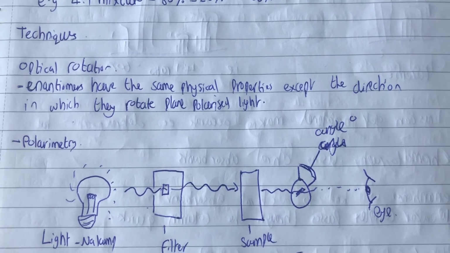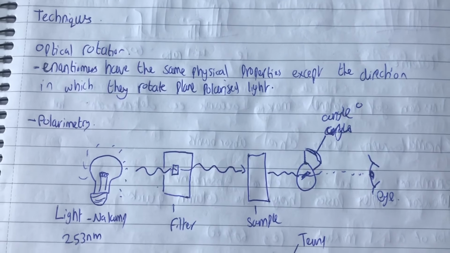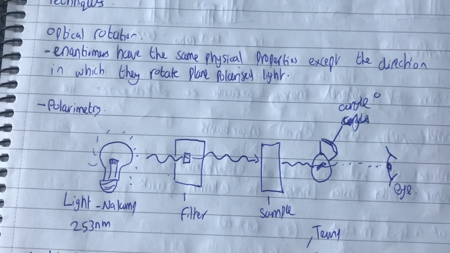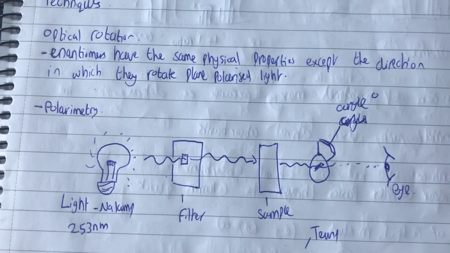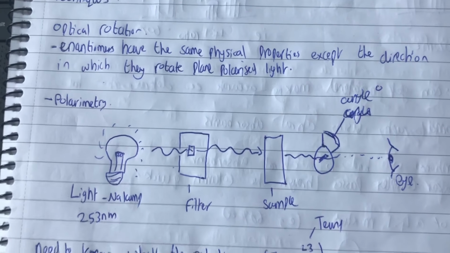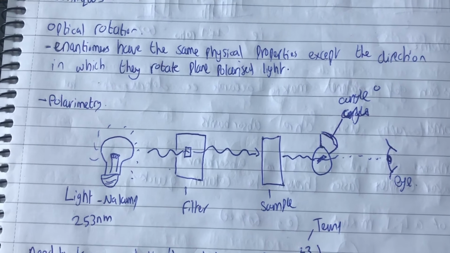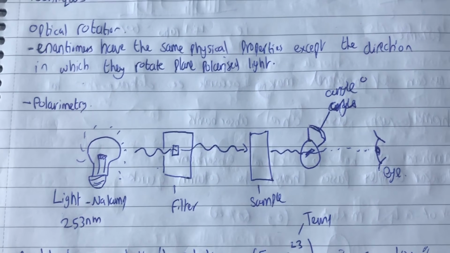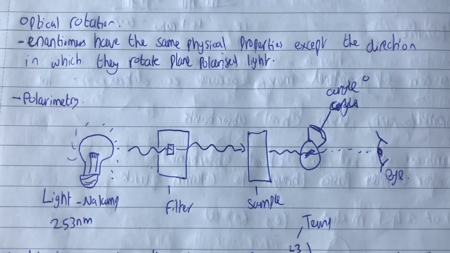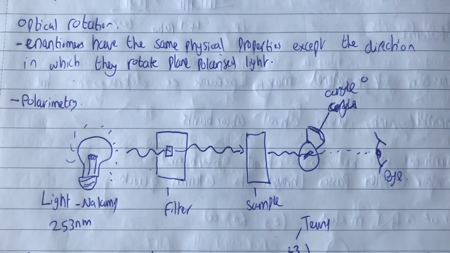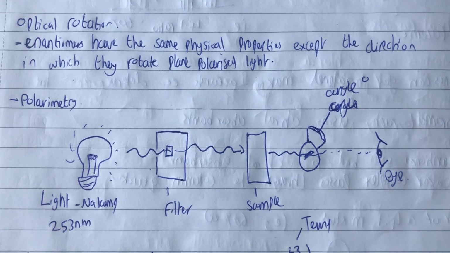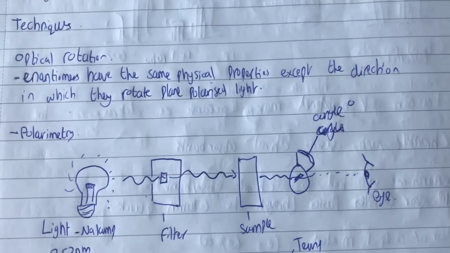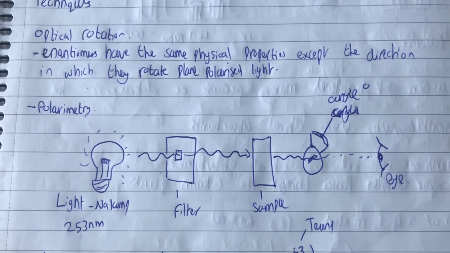So there's a few techniques that we're going to go through which show asymmetric synthesis and how we can determine these EE values, and how we can see which one we've actually got in the mixture. So there's this thing called optical rotation, and this is basically a definition of what an enantiomer is. They have the same physical properties except the direction in which they rotate plane polarized light. That's effectively what an enantiomer is.